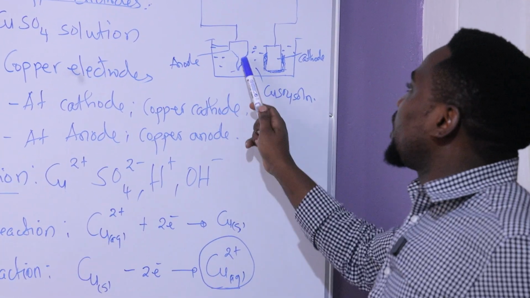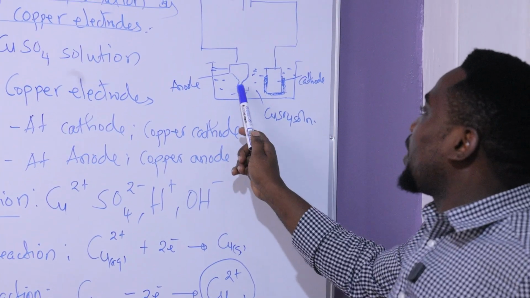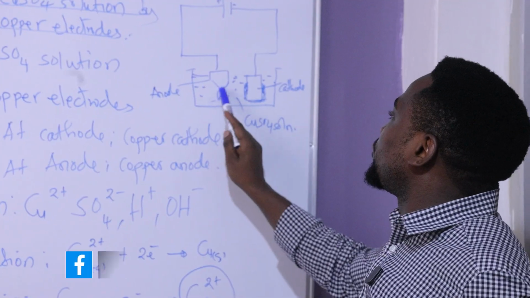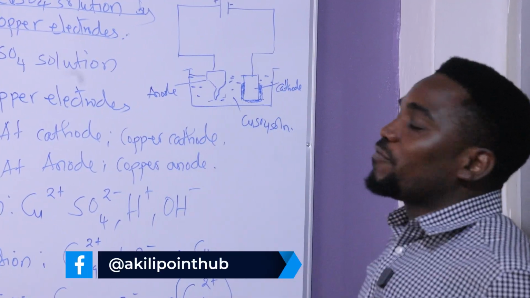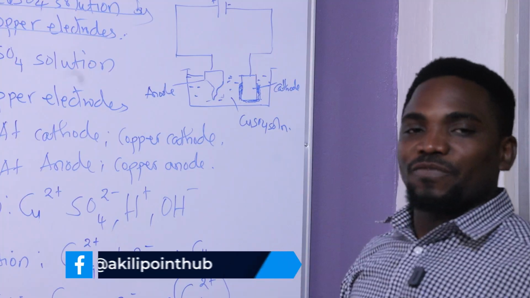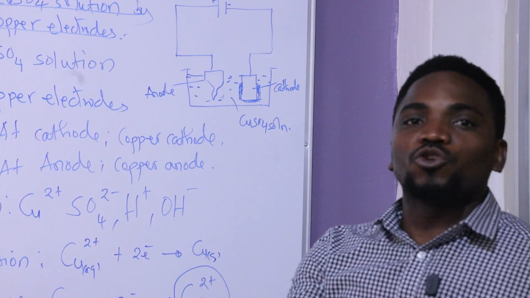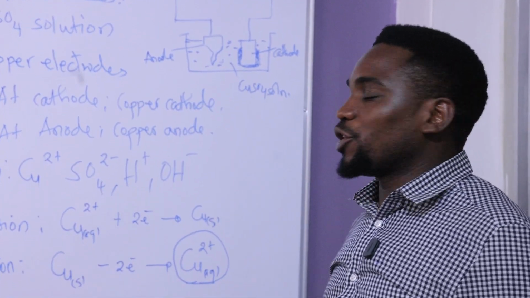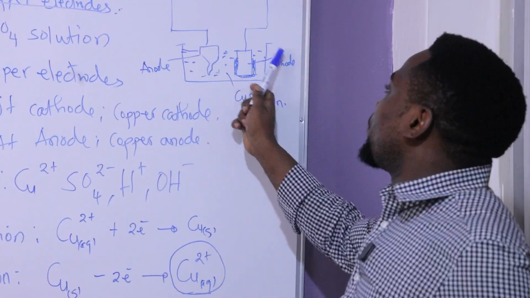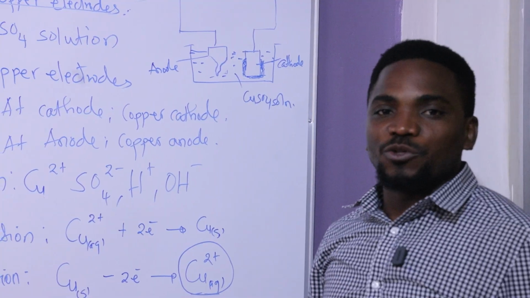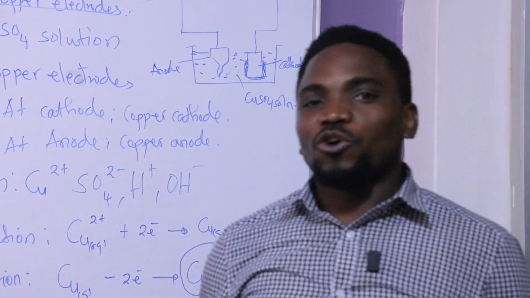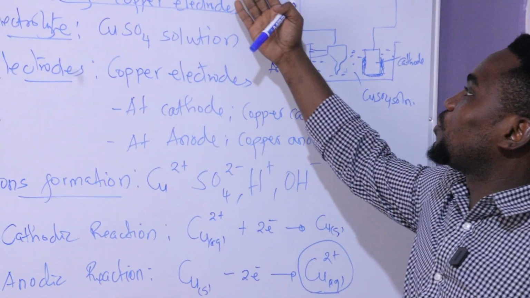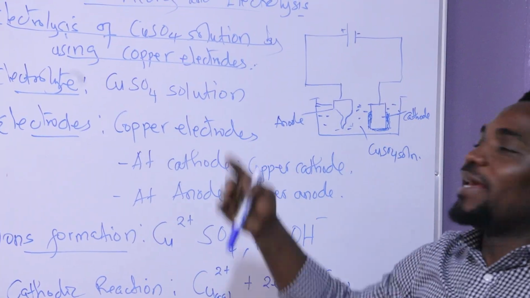But the blue color, I've said, from this solution: if you are starting the reaction, you will see the blue color in the electrolytic cell, and at the end of the reaction the blue color will also continue. It continues just because of the formation of copper ions from the anode, which makes the blue color proceed. So for now, I think you understand the electrolysis of copper(II) sulfate solution by using copper electrodes.